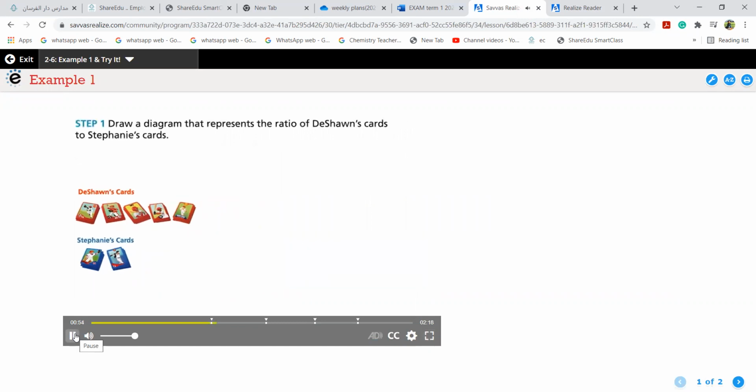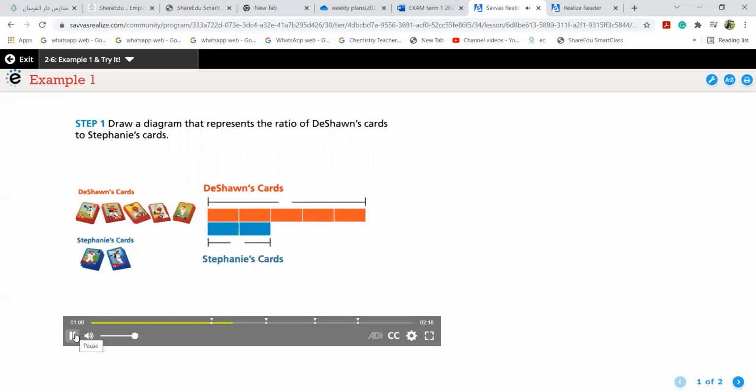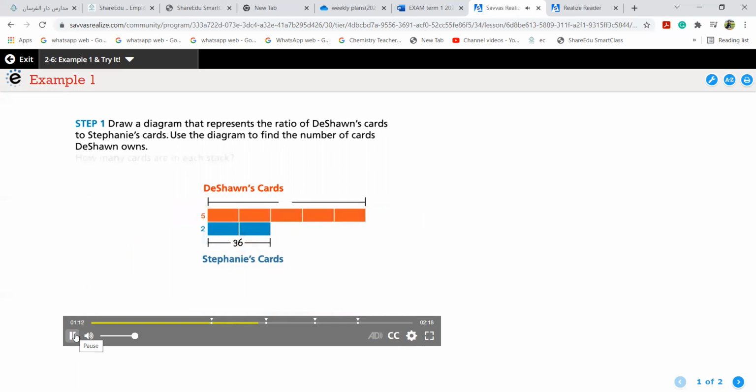Step 1. Draw a diagram that represents the ratio of Deshaun's cards to Stephanie's cards. We know that the ratio of Deshaun's cards to Stephanie's cards is 5 to 2, and that Stephanie has 36 cards. Use the diagram to find the number of cards Deshaun owns. How many? The same way, girls. You remember how we used to do? The ratio is 5:2.